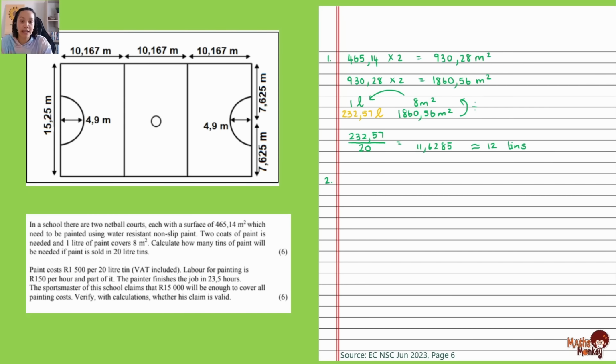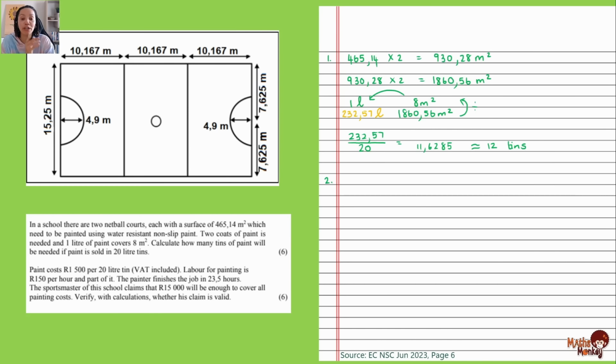Okay, so the second question says, paint costs 1,500 Rand per 20 liter tin, VAT included. Labor for painting is 150 Rand per hour and part of it. The painter finishes the job in 23.5 hours. The sports master of the school claims that 15,000 Rand will be enough to cover all the painting costs. Verify with calculations whether his claim is valid. Okay, so lots of things happening here.